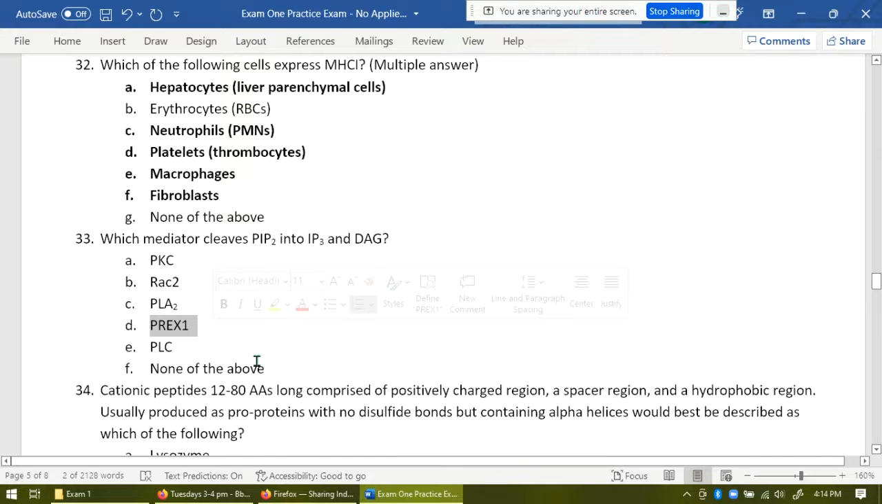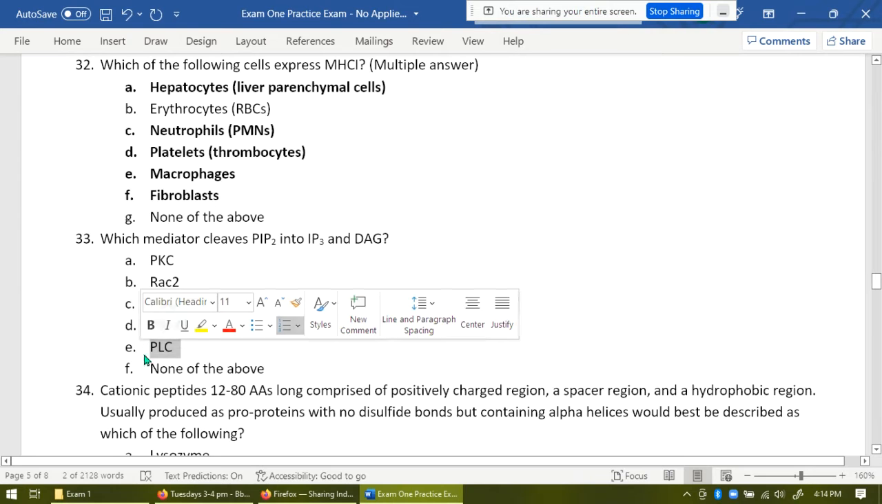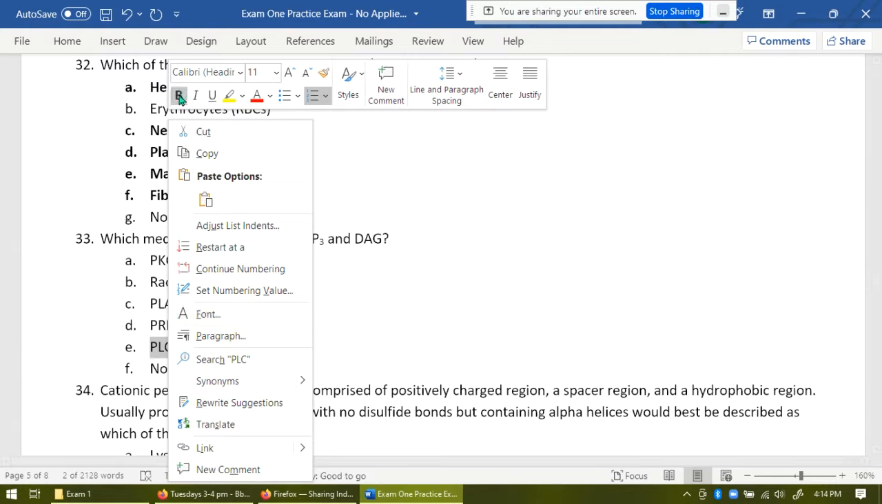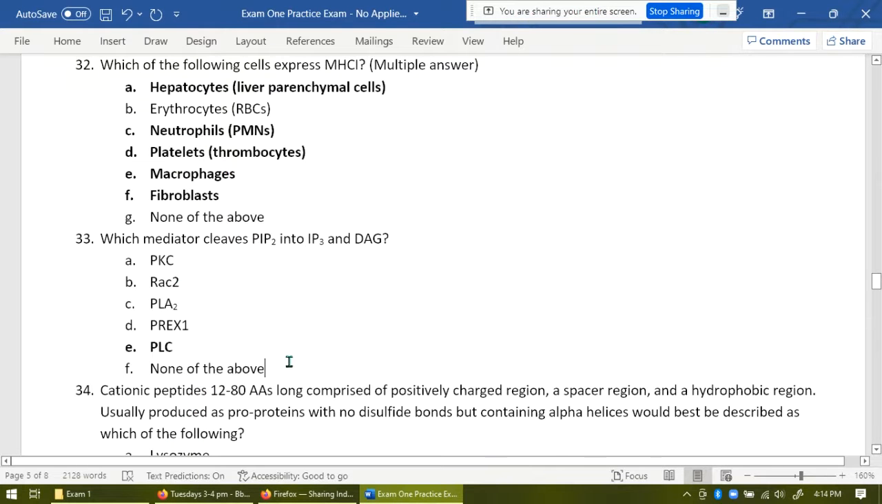PREX1, nope. That one is the guanine exchange factor for RAC2. Phospholipase C, there's your answer. Phospholipase C is activated by G-alpha when it's bound to GTP. Okay, and it cleaves PIP2 into IP3 and DAG in the PIP2 pathway.